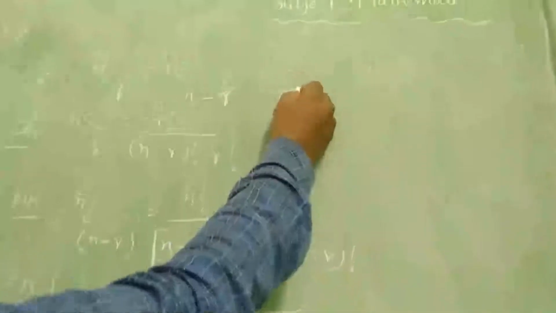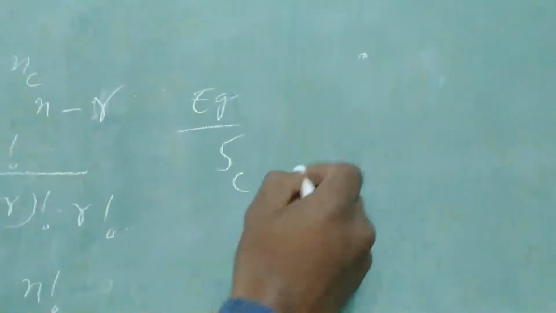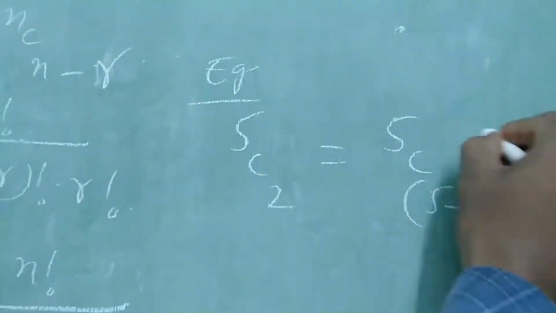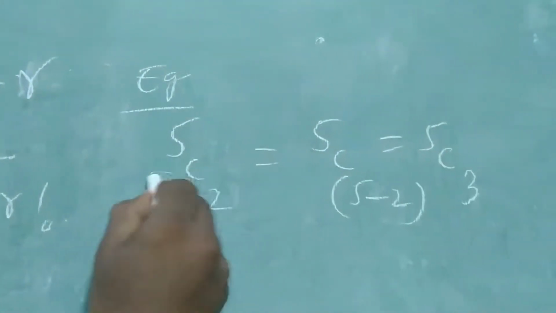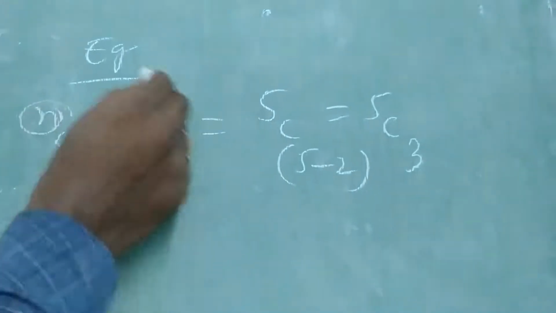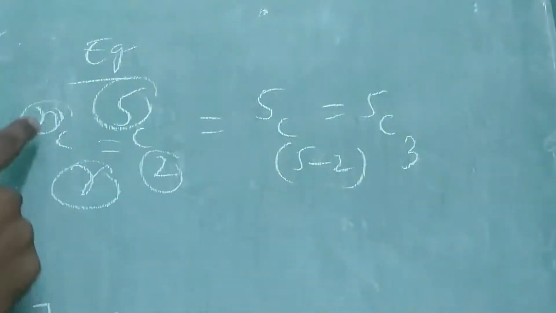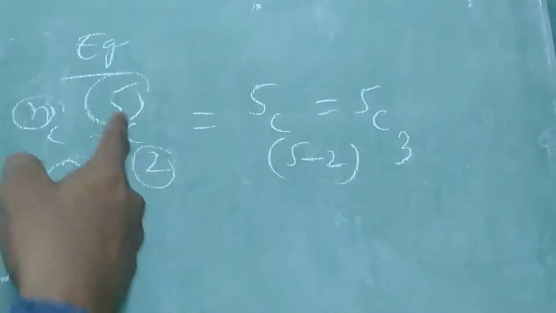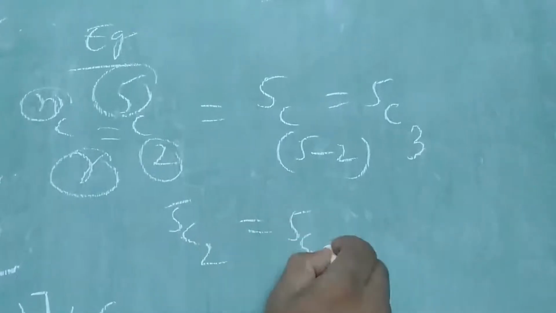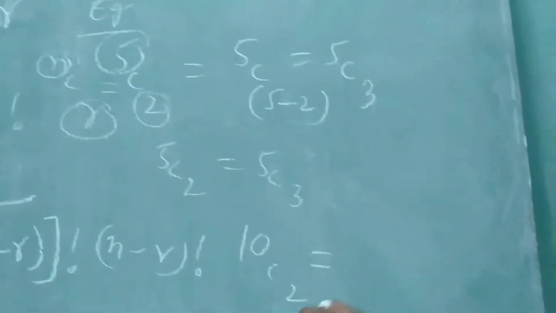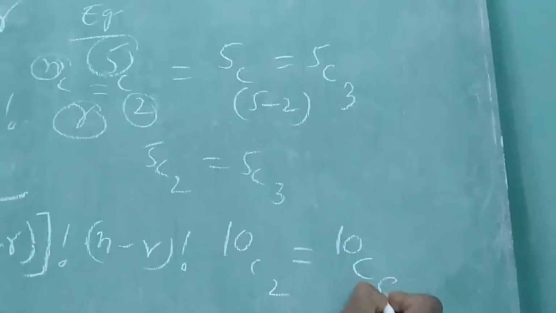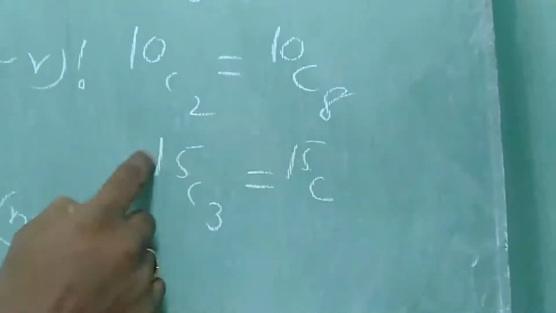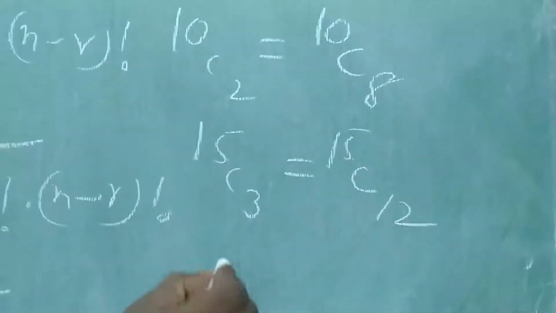For example, the value of 5C2 is also equal to 5C(5 minus 2), that is 5C3. If you compare with nCr, n is equal to 5, r is equal to 2, and it is equal to nC(n minus r), that means 5C(5 minus 2). So 5C2 is also equal to 5C3. 10C2 is also equal to 10C(10 minus 2), 10C8. 15C3 is also equal to 15C(15 minus 3), 15C12.